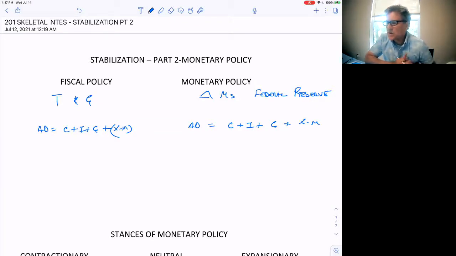And we could go through a number of different ways as to how changing the money supply might affect the economy. But the traditional view here is it affects aggregate demand, and probably by interest rates. We'll go through that. And interest rates seem to affect consumption spending and investment spending.